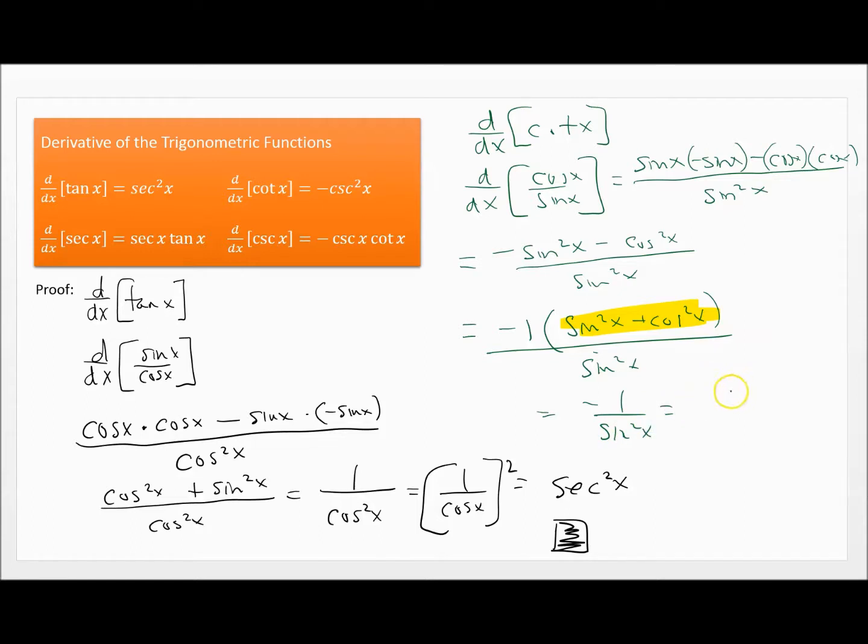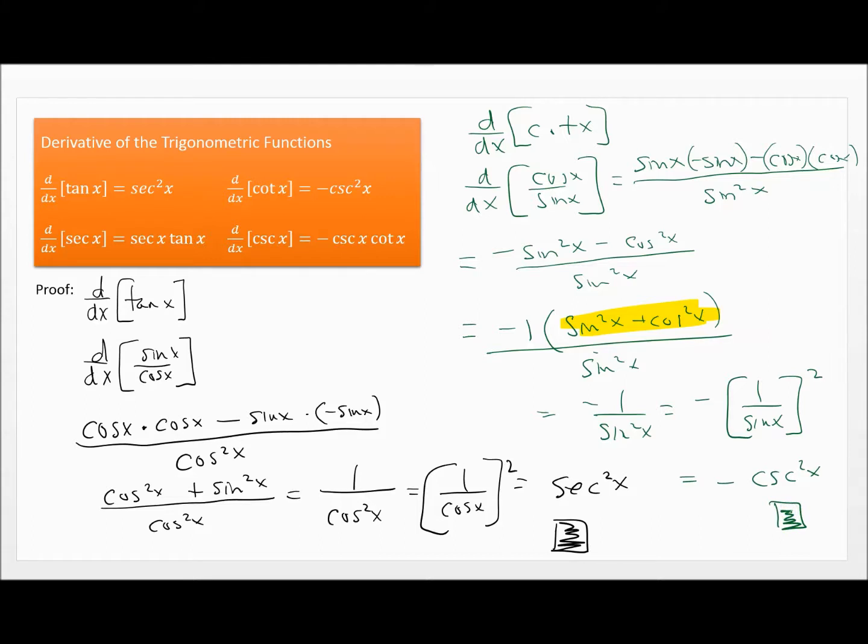Now, this can be written as negative 1 over sine of x all squared. And we know that is negative, and then 1 over sine of x, you know, is cosecant of x. And I'm going to write the square on the inside because that means the same thing. So we proved that one.